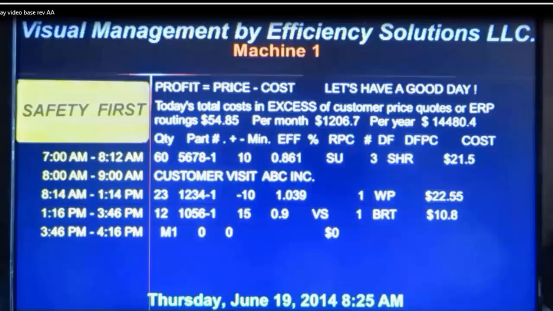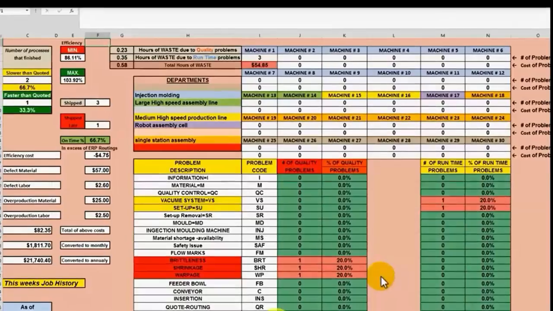Now we see that our last job for the day has been completed. It ran 15 minutes over. 90% efficiency, 1 defect, and an additional $10.80, which brings our total for the day to $54.85. On a monthly basis, $1,200. On a yearly basis, if every day went like today went, $14,480.